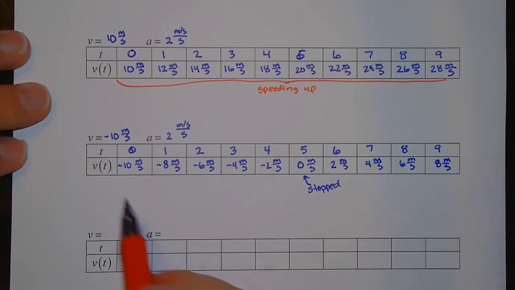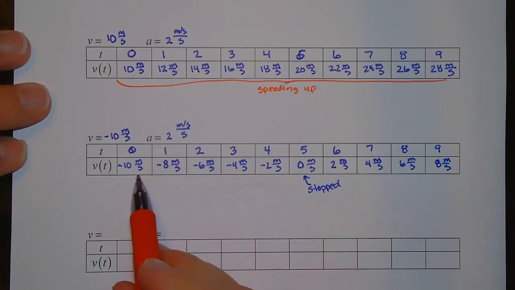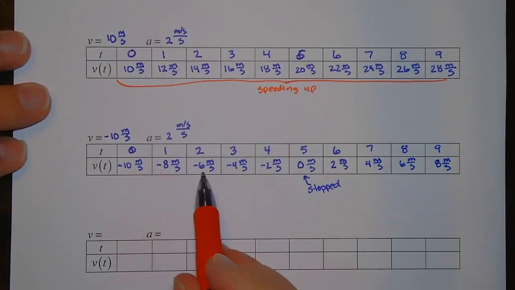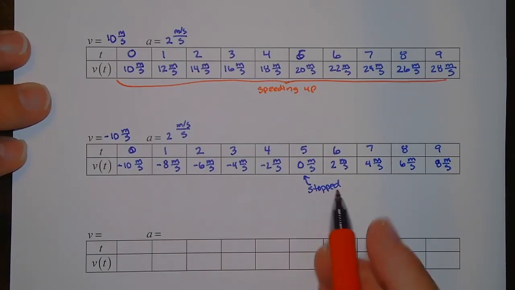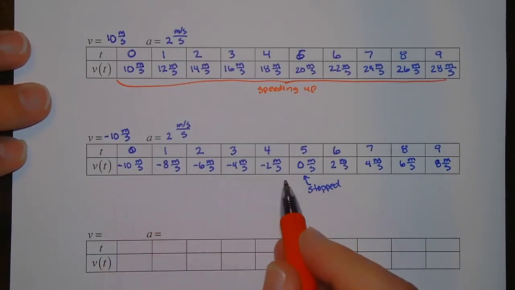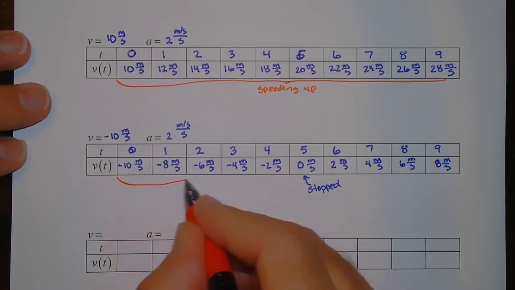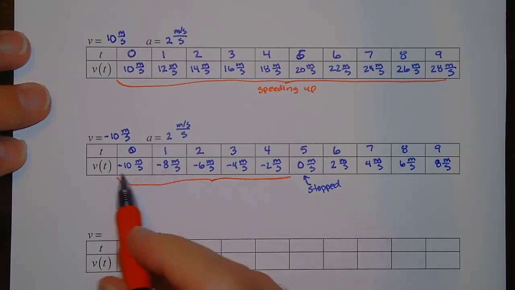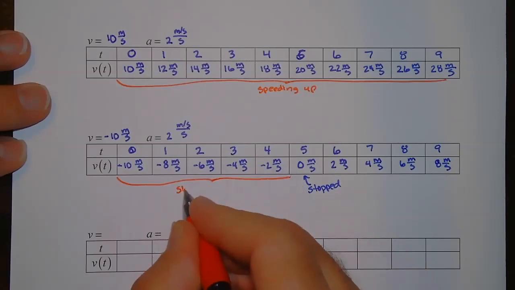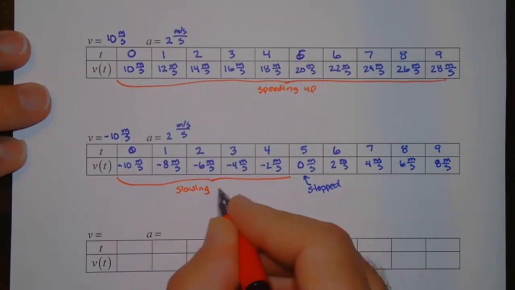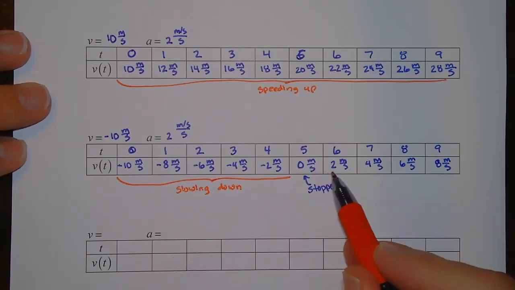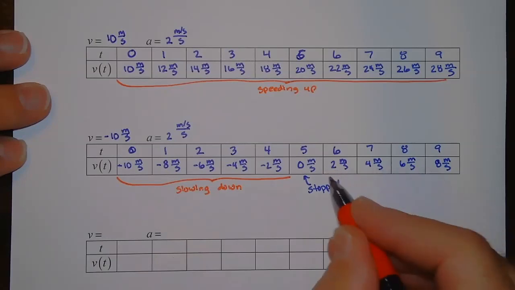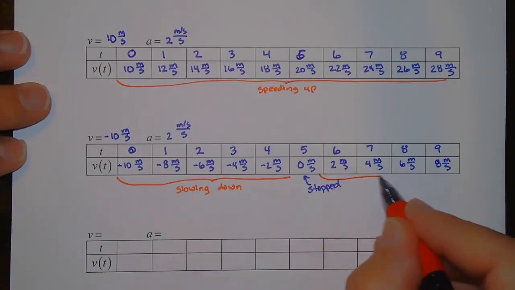So if you look at the first part of this, what was happening in here? We went from negative 10 to negative 8 to negative 6 to negative 4 to negative 2 to 0. And think about what has to happen before you stop. You have to slow down. So right in here, this is showing that we're slowing down. In this interval from 0 to 5, we were slowing down. Now, after 5, we were now going 2, 4, 6, 8. So all of a sudden, after 5, we started speeding up.